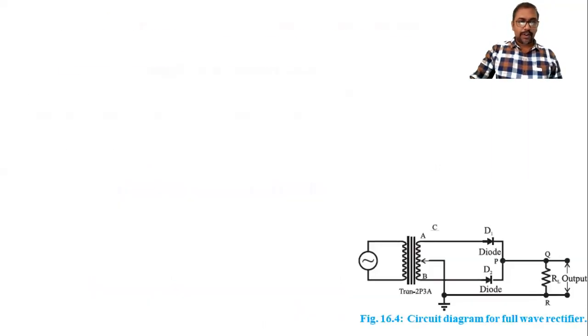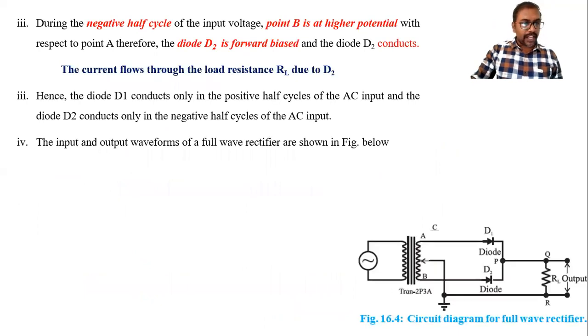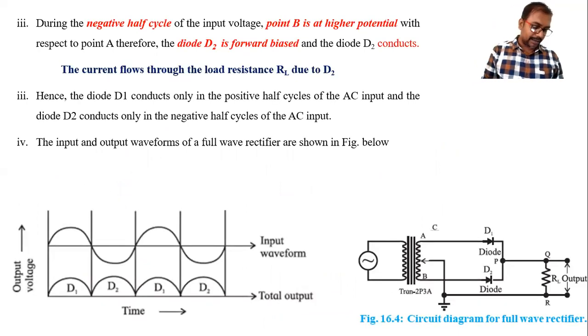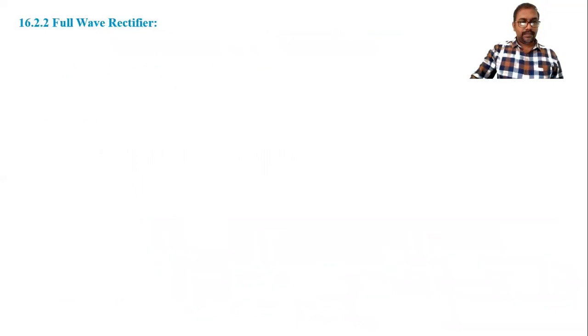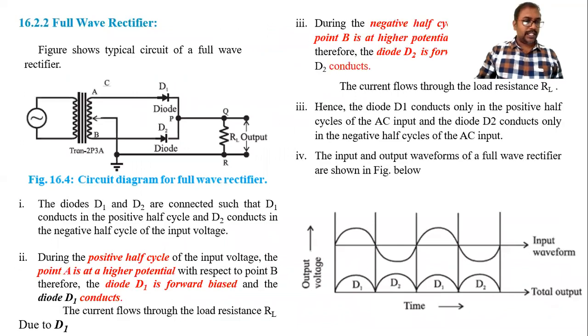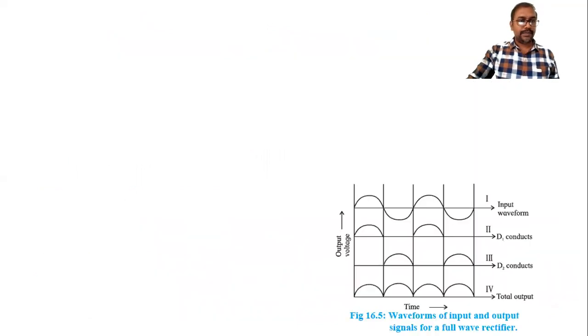You can see the next point is written here. Input output waveform: for the positive half cycle, output due to D1; for the negative half cycle, output due to diode D2; again for positive, output due to D1; negative half cycle, output due to diode D2. So this is the full explanation in one page.